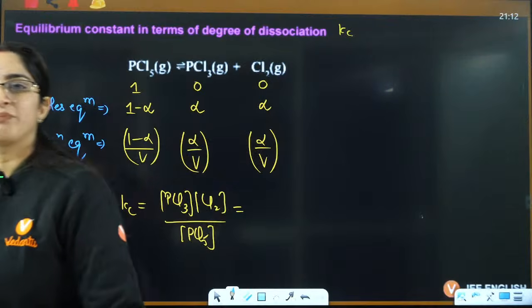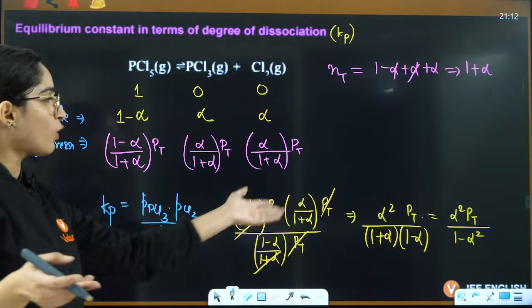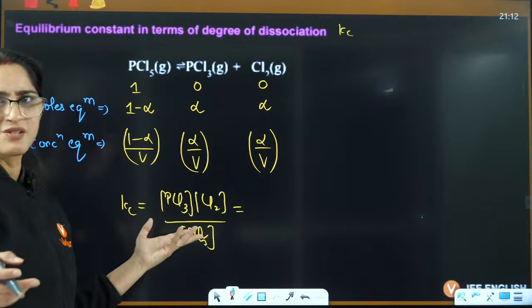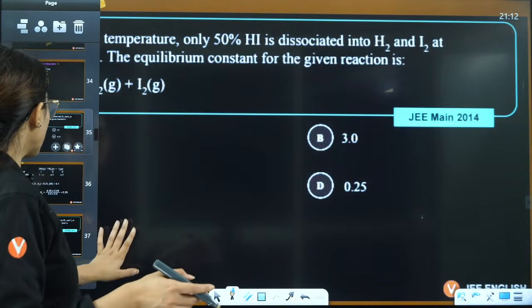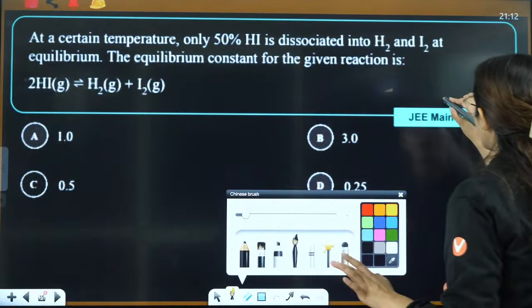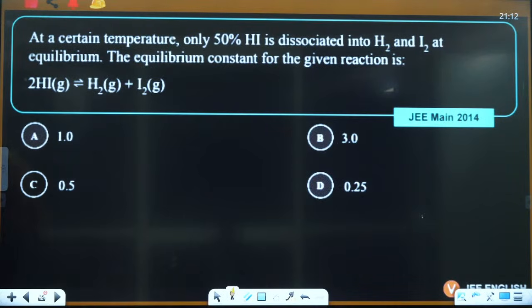Usually here Kp is asked because after cancelling you get a good value. Here Kc is not usually asked, right? But you must know how to calculate. Now let us see what kind of questions you have here, how the questions are asked. First is a JEE 2014 question based on this, right?